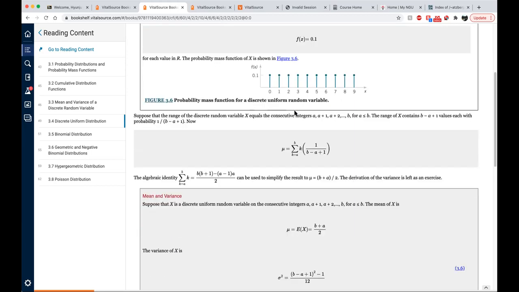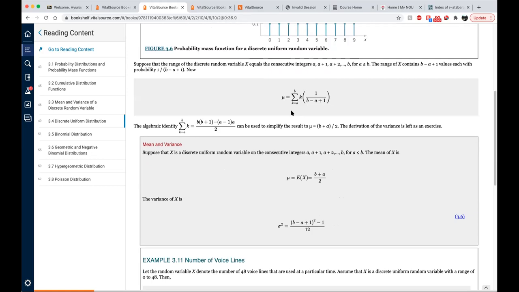So now let's see the mean and variance. Here the mean is the population mean. Let me look at this one. Suppose that the range of the discrete random variable X is the consecutive integers a through b. So we assume that in a discrete uniform distribution the range is a through b. Then the range of X contains b minus a plus 1 values.